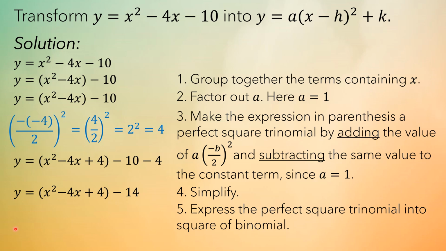Last step is to express the perfect square trinomial into square of binomial. So, since perfect square na ang trinomial na ito, so let us now have this as square of a binomial. So, magiging y equals x minus 2 quantity squared minus 14. Because negative 2 times negative 2 is positive 4, and negative 2 plus negative 2 is negative 4. So, ito na yung nakuha nating form for y equals a times the quantity of x minus h quantity squared minus 14.